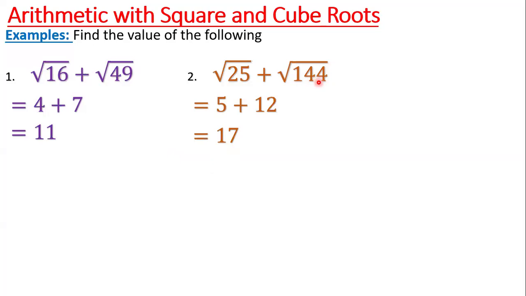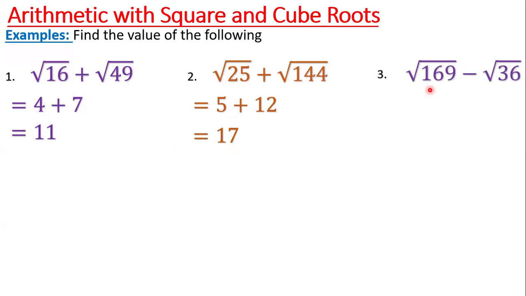Okay. That's what I'm saying. You just have to know the table. Because once you know what number times itself gives you 25, then that's the square root. Let's do another one. Tell me the answer, please.